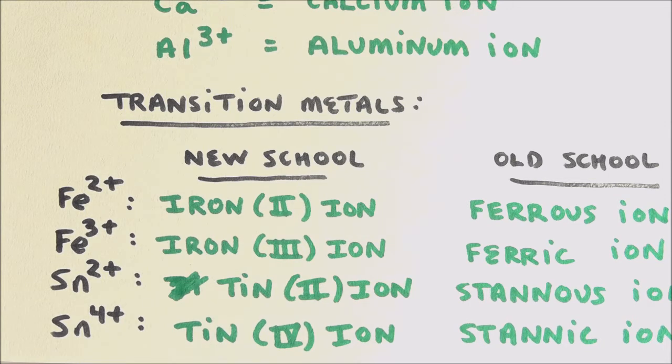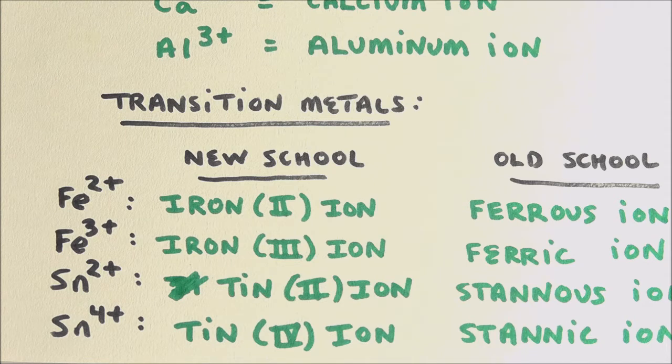But just for trivia's sake, tin makes two different ions. One's a 2+ and one is a 4+. And so what we would do is we'd call the one tin 2 and we'd call the other one tin 4. Or if you use the old school naming system, you would call it stannous and stannic ions. So that's how we deal with the transition metals.